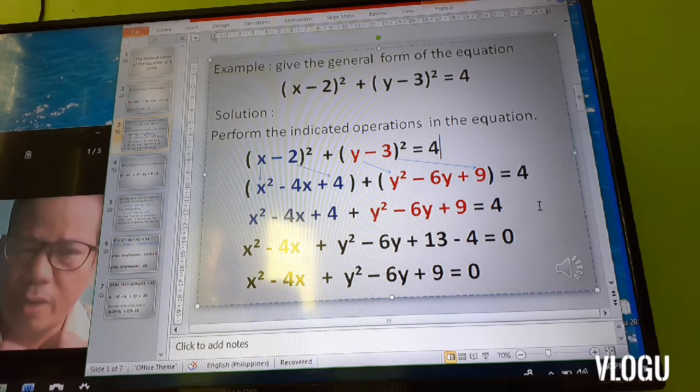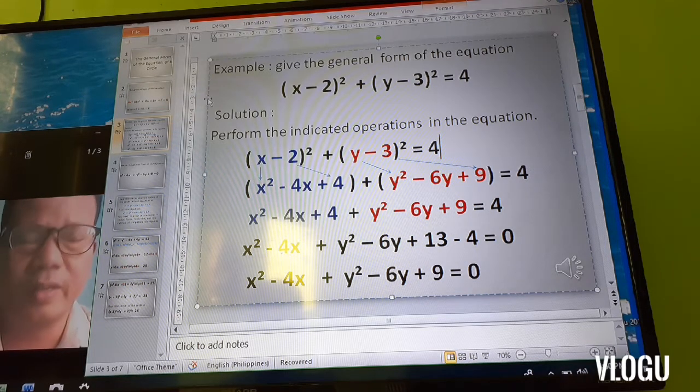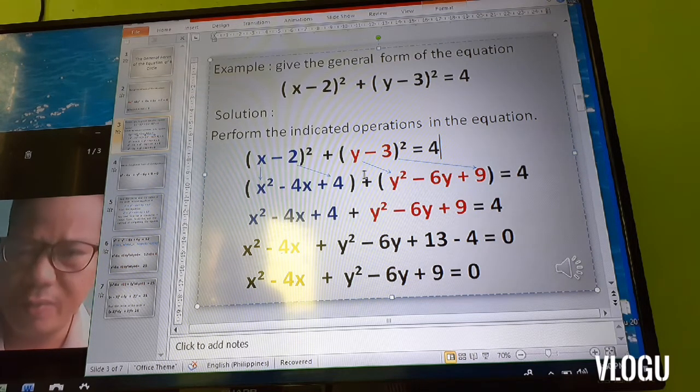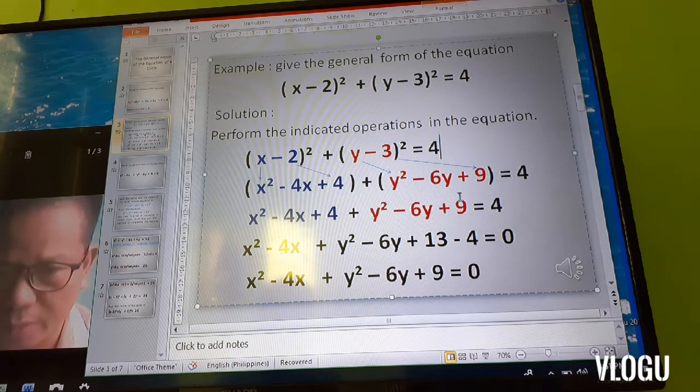Now, after we have expanded the given expressions, ang kasunod po natin gagawin is to eliminate or remove the symbols. If we have brackets, we have parentheses, we have braces, we have to remove for that symbol for us to perform the operations that is needed for the given expressions. So, ibababa ko lang sila lahat. We have x squared minus 4x plus 4. Then the operation, we have plus. Then I have y squared minus 6y plus 9 equals to 0.